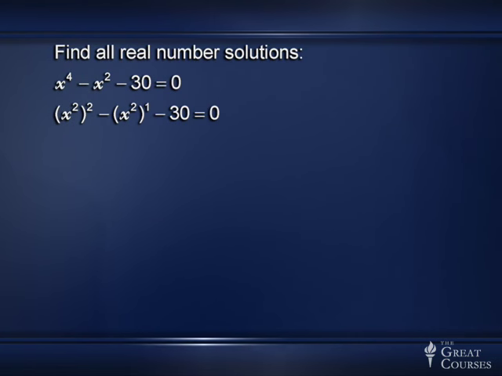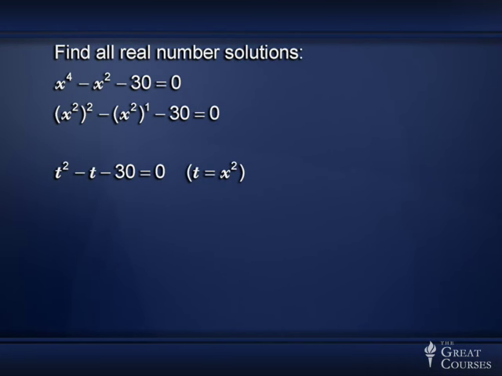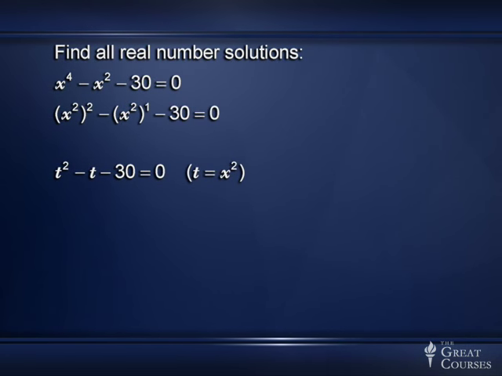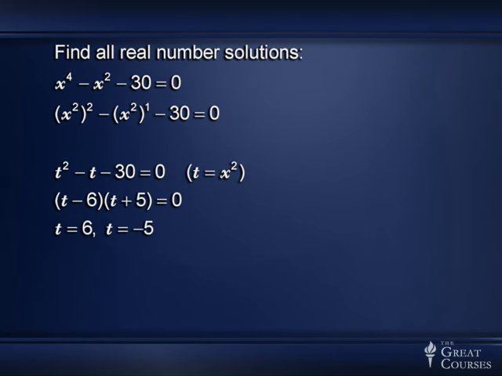What if you changed all of the x squareds to t? Just let them be called t. Then what you would really have is just t squared minus t minus 30 equals 0. Do you know how to do that? Sure, you just factor. And when you factor t squared minus t minus 30 equal to 0, it's the same as t minus 6 times t plus 5 equals 0. So t equals 6 and t equals negative 5 are the two solutions.